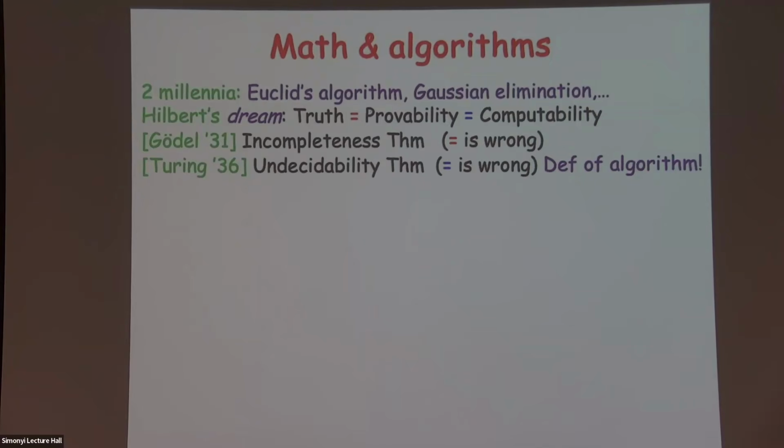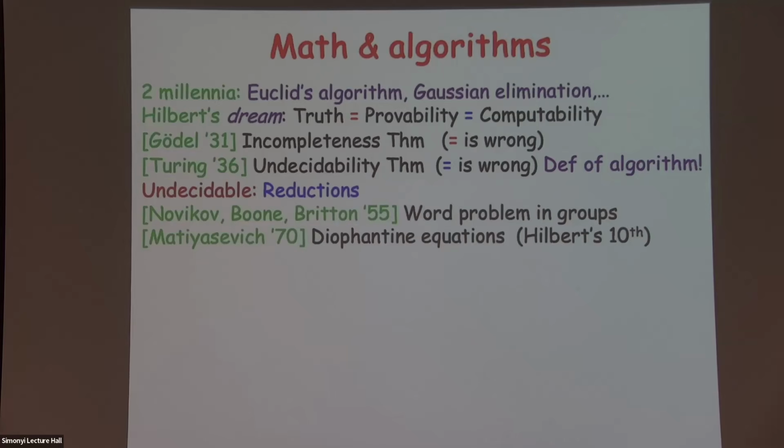And in order to do what Turing did, he proved that the halting problem is undecidable, does not have an algorithm, does not have a mechanical procedure. He had to define what an algorithm was mathematically. And that was the beginning of computer science, and computer science is a part of math.